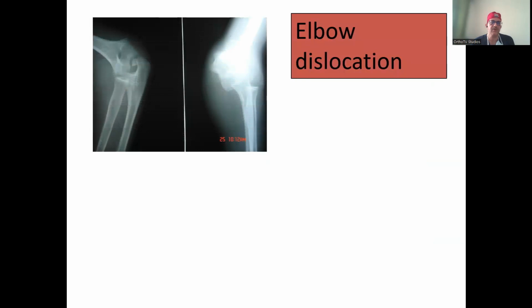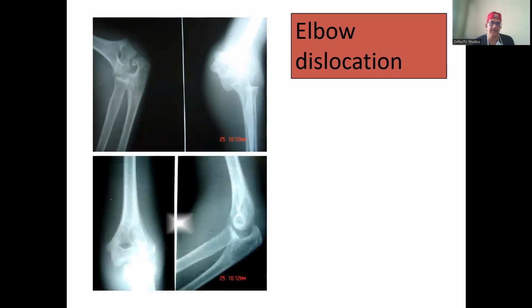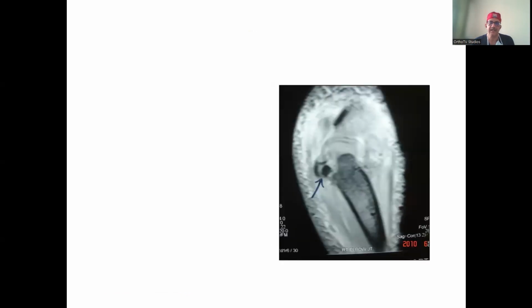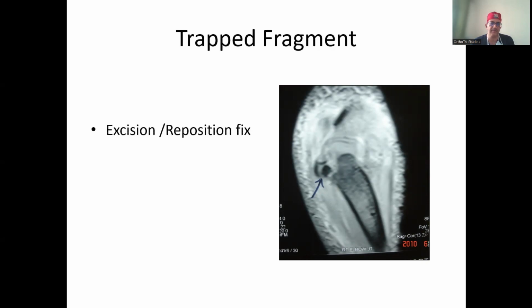So in an elbow dislocation, when it is reduced, there is a risk that the medial epicondyle with the ulnar collateral ligament can flip over and get incarcerated into the joint and can commonly be missed, and that will lead to a very bad outcome. So do not miss an incarceration. Get additional investigations like an MRI or a CT scan, remove the trapped fragment, reposition and fix it. Sometimes you have to excise it and do an arthrolysis to restore the elbow function.